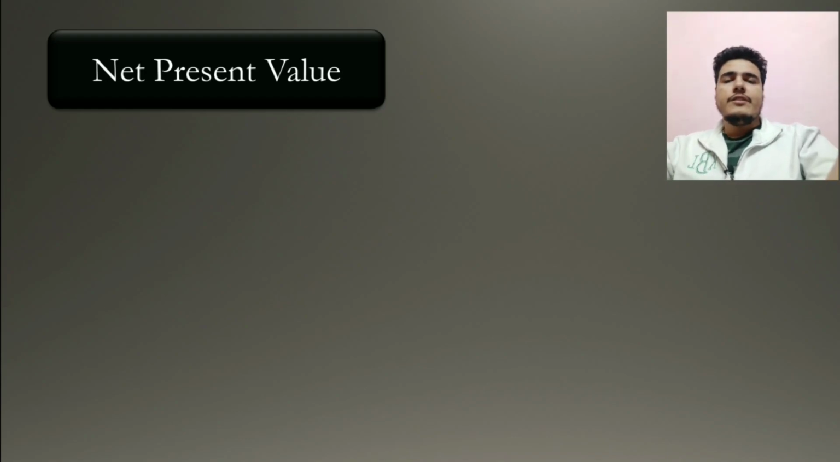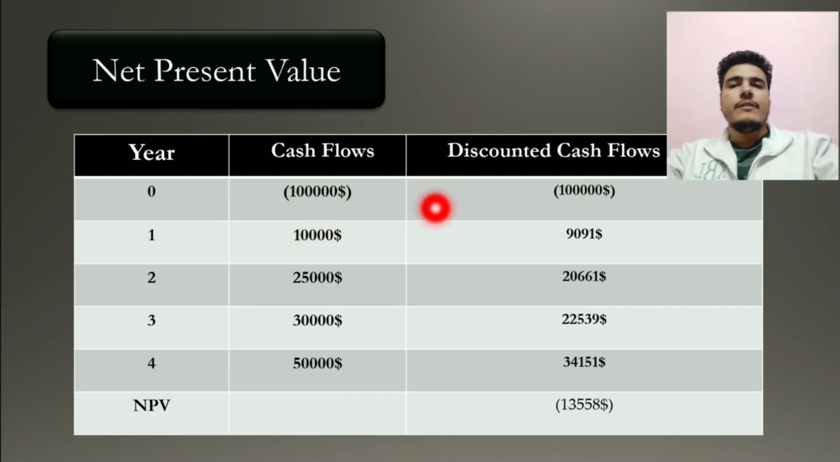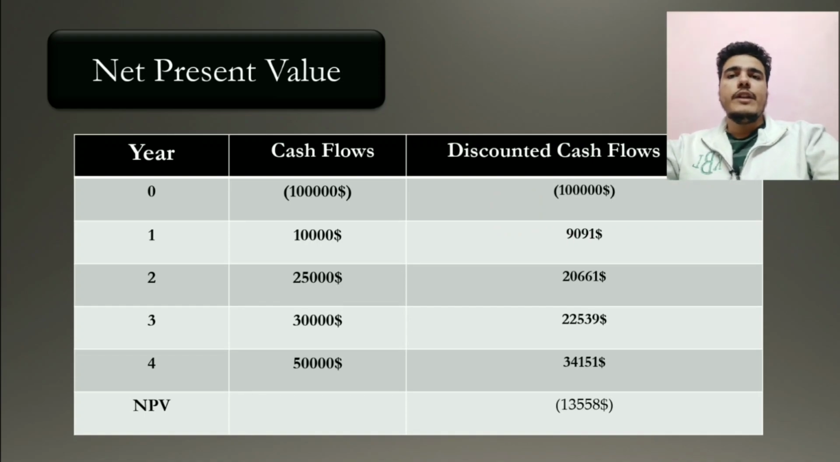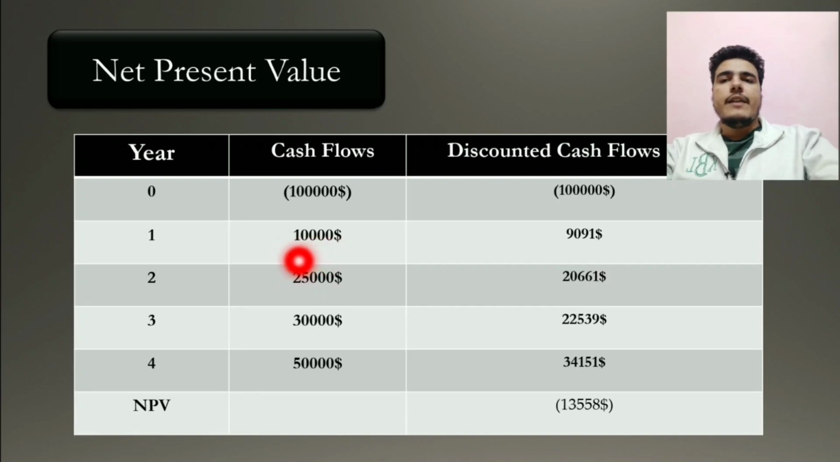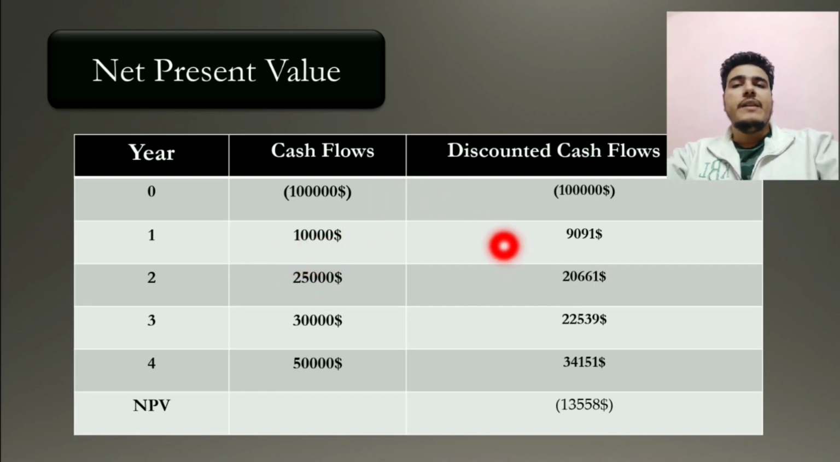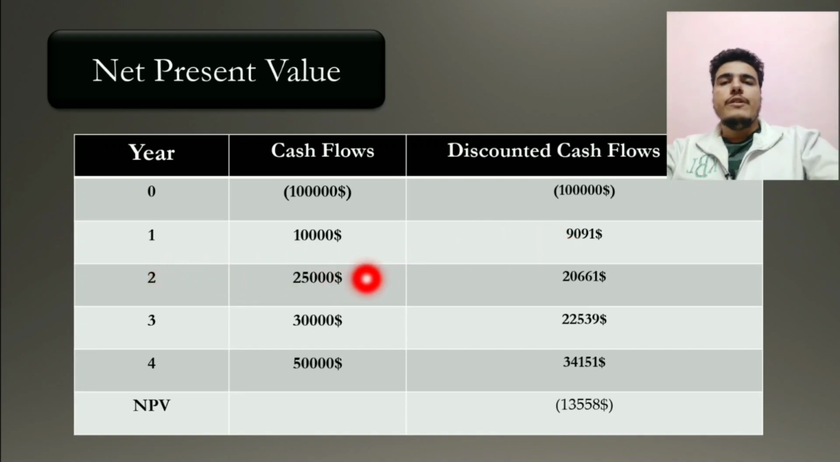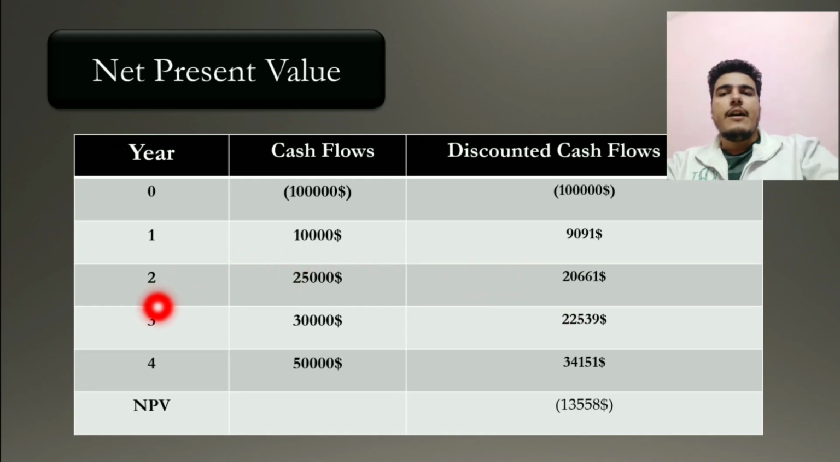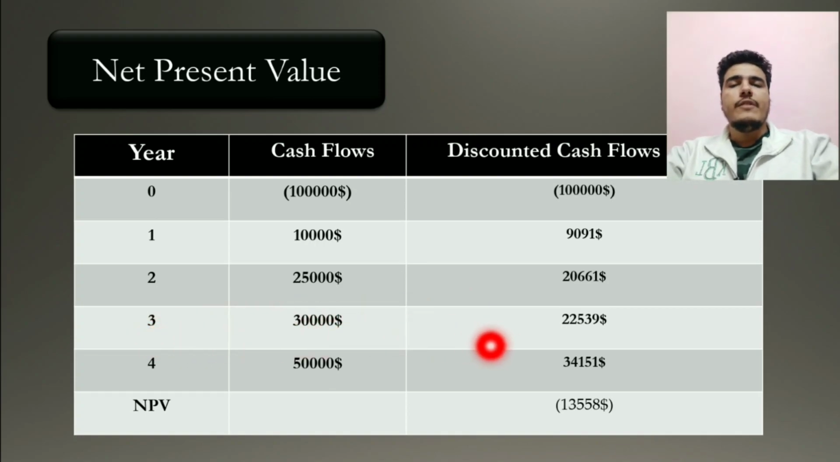So now we just have to compare cash outflows with cash inflows. In the 0th year, cash outflow is $1 lakh and discounted cash outflow is also $1 lakh, because we are in the 0th year, so there is no need for discounting. After 1 year she will get $10,000, but the discounted cash flow, meaning the present value of the cash inflow, is 9,091, and after 2 years 20,661, after 3 years 22,539, after 4 years 34,151. Okay, so these are the present values of the cash inflows.